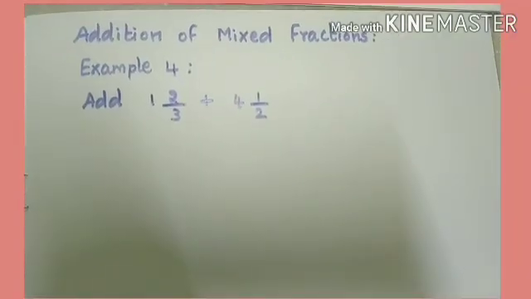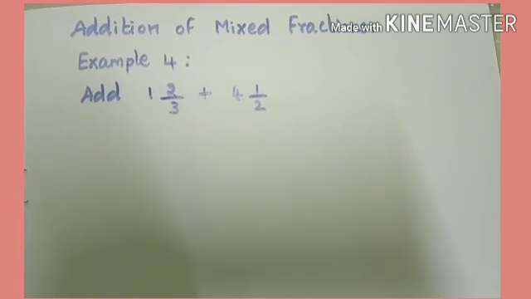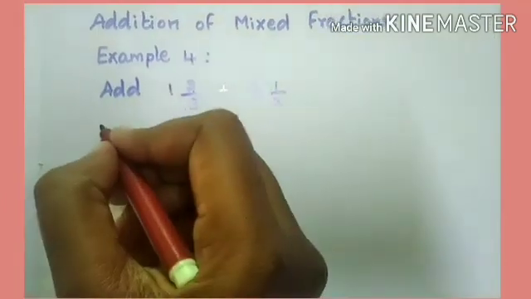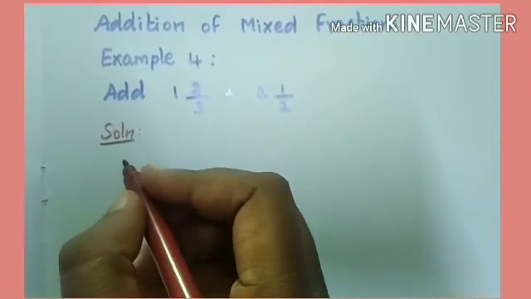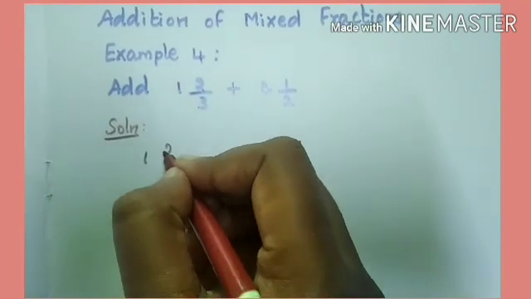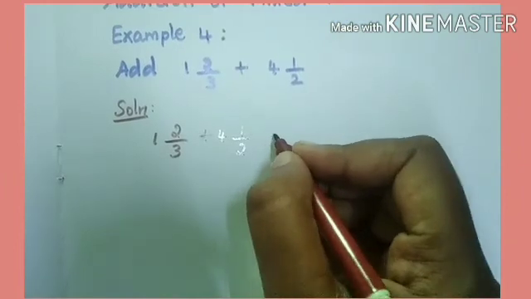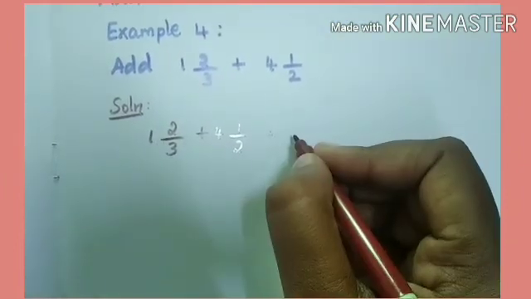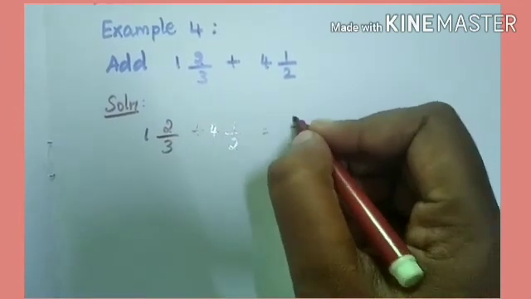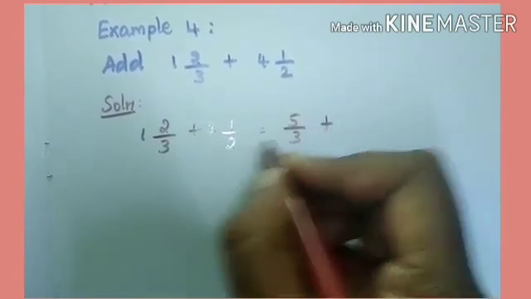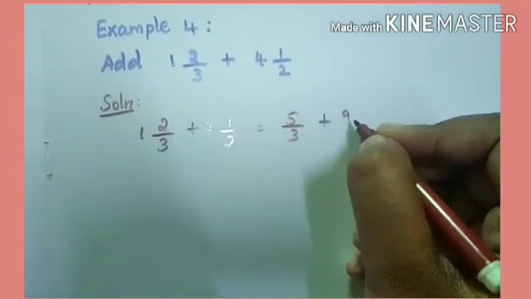Addition of mixed fractions. Example 4. Add 1 2 by 3 plus 4 1 by 2. First convert the mixed fractions into improper fractions. 3 1s are 3 plus 2, 5. That is 5 by 3. Plus 2 4s are 8. 8 plus 1 is 9. 9 by 2.